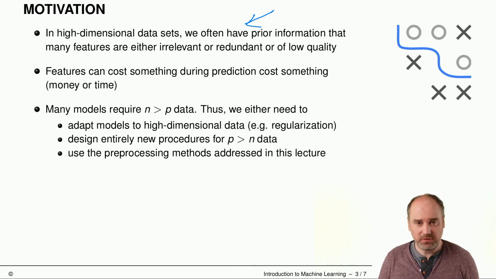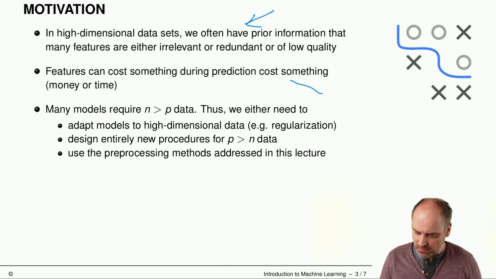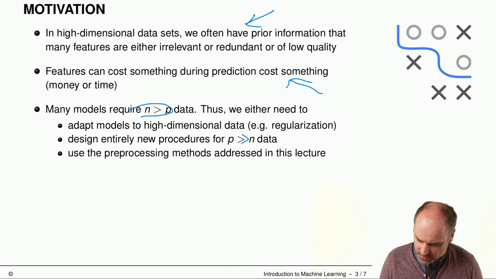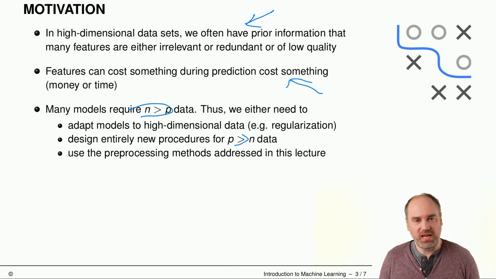So using fewer features during prediction might be another further goal. And another reason is that many of the classical models usually assume that we have more data points than features. So some of these models actually fail if we are in these super high dimensional settings where P is larger, or much larger, than our sample size N. And then we have to do something.